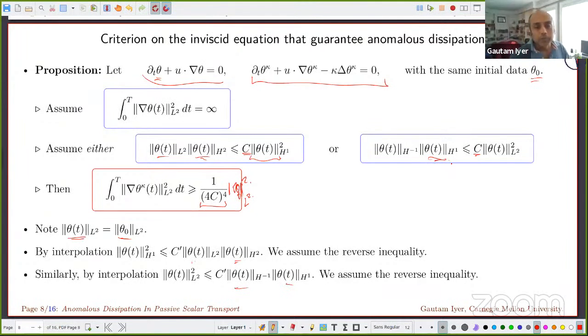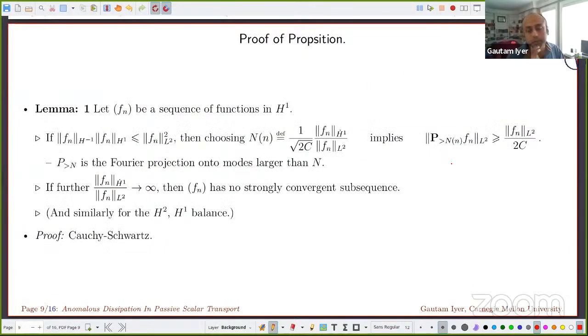Yeah. So under these assumptions, you have to get anomalous dissipation. Let me show you how this works. There are two steps in the proof. Step 1 is a super cute functional analysis observation, which you can put on your homework exercises for your students. The proof is just Cauchy-Schwarz. Once you realize it's true, it's not easy to realize it's true, right?